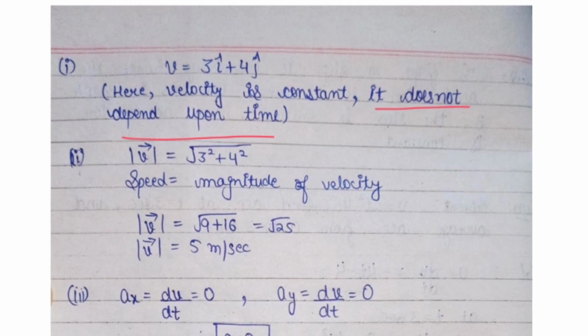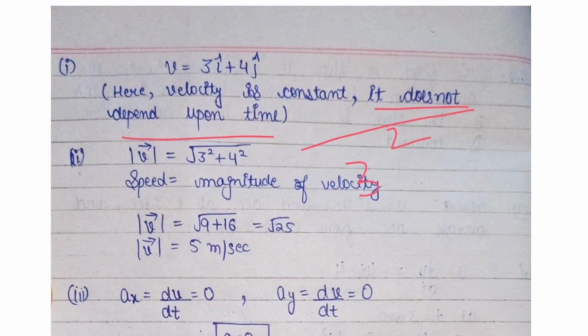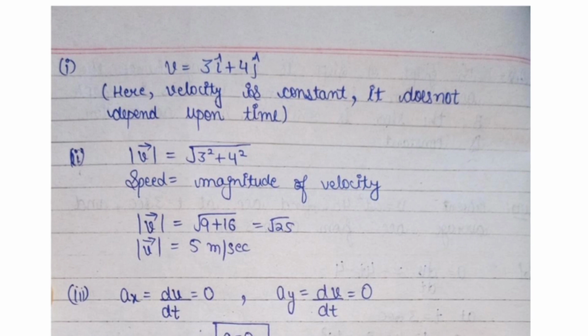And next is speed at 1 second. What is speed? The magnitude of velocity: square root of 3 squared plus 4 squared. Then calculate it. It will be 5 meters per second. I'm assuming that your calculations are clear. If you have any doubts, you can post in the comment section.